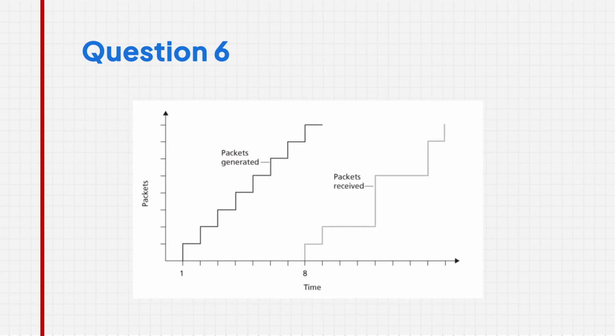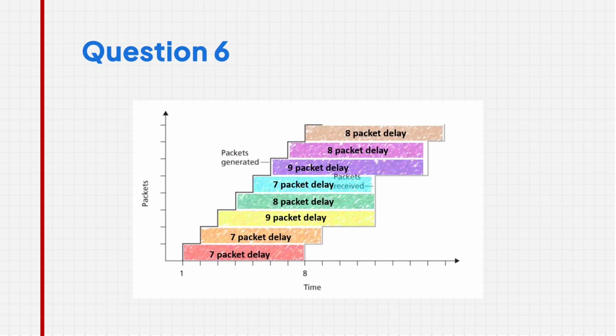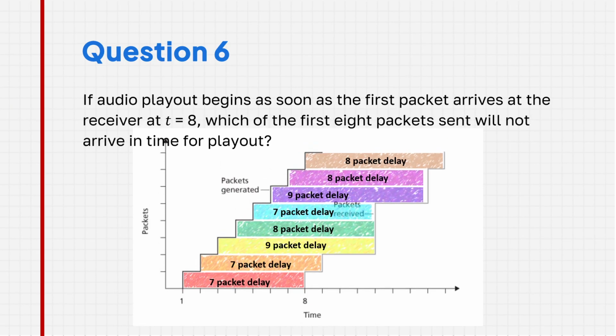Okay, so packet 1, delay is from 1 to 8, that is 7 time units. Packet 2, 7. Packet 3, 9, 8, 7, 9, 8, 8. So that is basically the delays here: 7, 7, 9, 8, 7, 9, 8, 8 time units. Okay, questions? Easy, right? It's just counting. Okay, so next question. If we start the playout at t equals 8, which packets will arrive late?